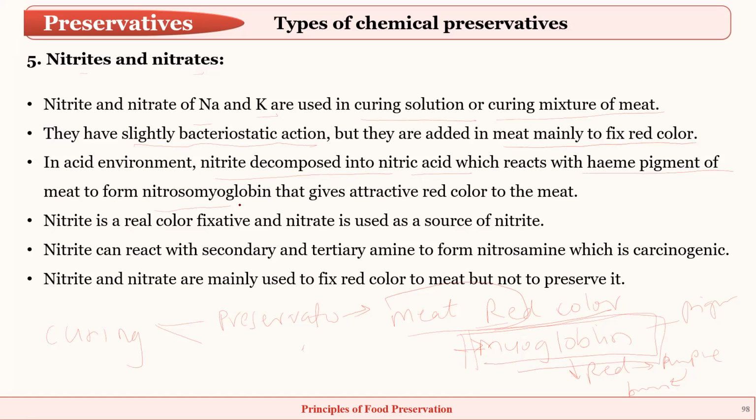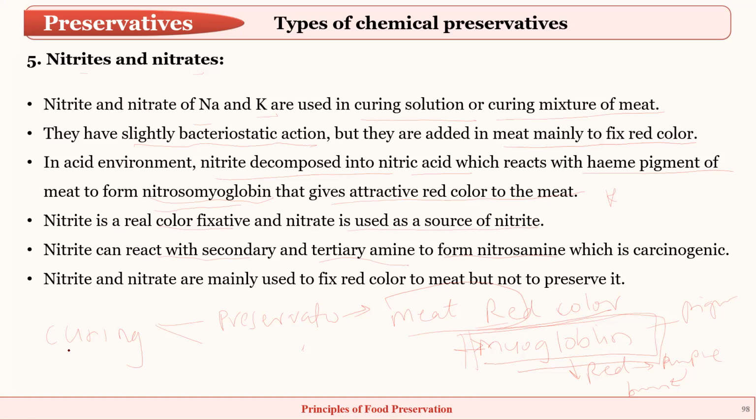That becomes nitrosomyoglobin, and this nitrosomyoglobin has a very beautiful, attractive red color, and therefore it looks like it is very, very fresh. So this curing mixture or curing solution is used in preservation of meat for getting that red color. Therefore, nitrite is a real color fixative, and the nitrate is used as a source of nitrite.